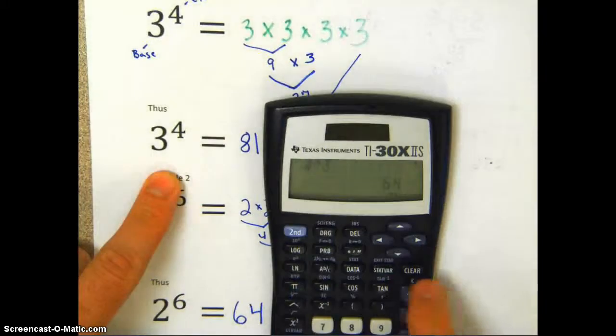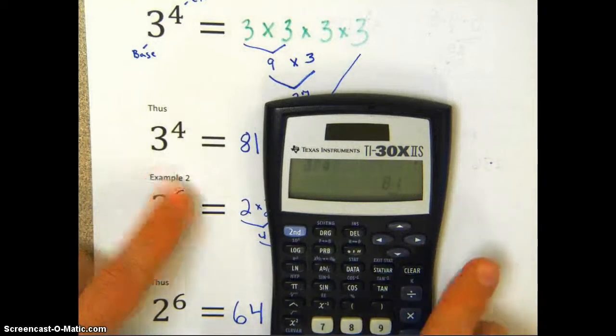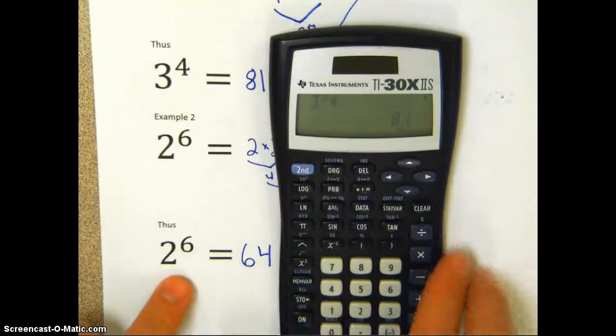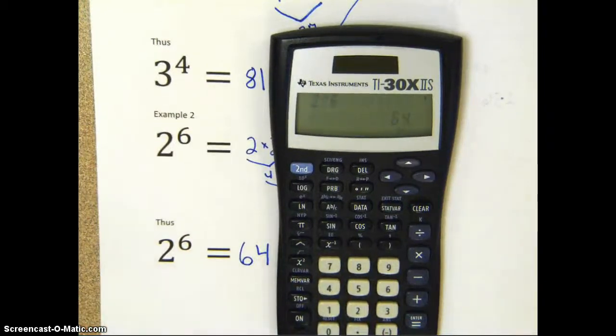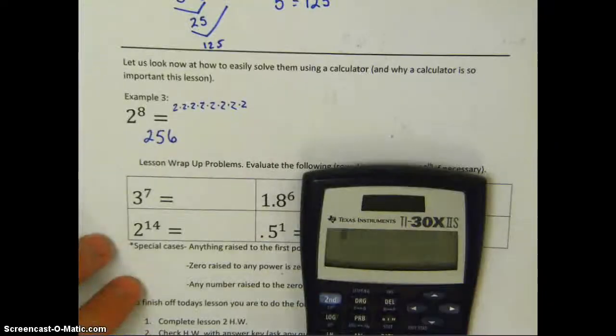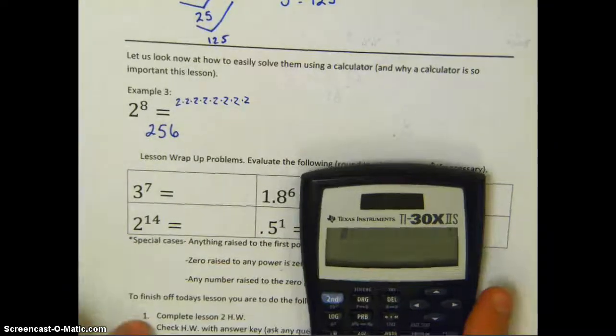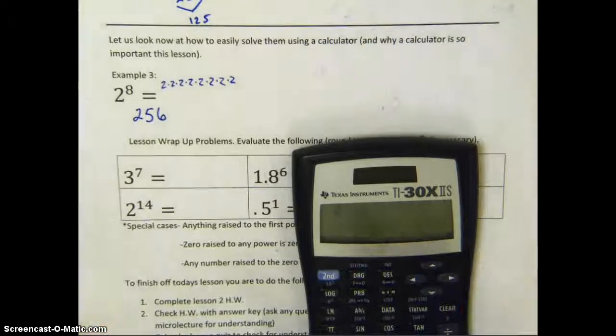Let's make sure we got the ones on the front right. 3 to the 4th power. 3 raised to the 4th is 81. 2 raised to the 6th power was 64. Just showing you that this is working for any of the ones that we've been dealing with exponents.